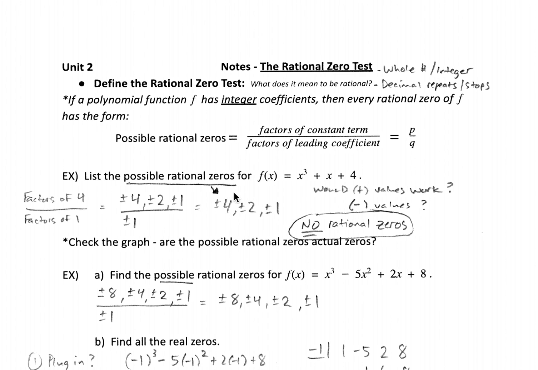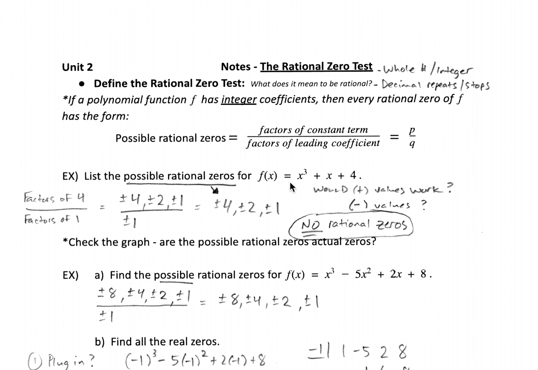So we have 6 possible rational zeros: positive 4 and negative 4, positive 2 and negative 2, and positive 1 and negative 1. We can use our brain just a little bit before we use our calculator. If I have a bunch of terms being added and I plug a positive value in, well, would that ever be possible that my output would be 0, making it an x-intercept? I don't think so. So we can eliminate those positive possible rational zeros. So let's just check the negative ones.